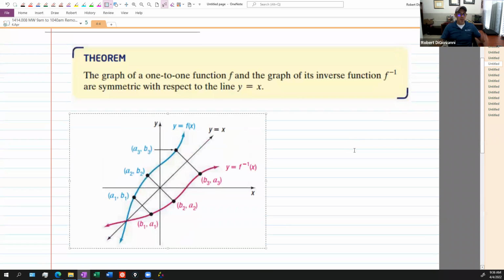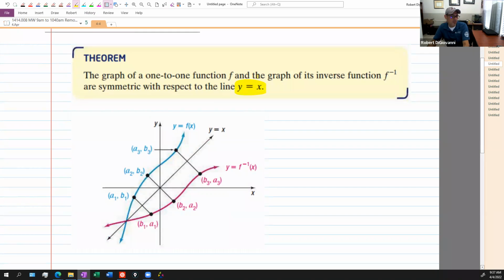Okay, let's take a look at the graph of a one-to-one function. This theorem says the graph of a one-to-one function f and the graph of its inverse function f inverse are symmetric with respect to the line y equals x. I showed y'all this already. I know I've talked about some of this last class.